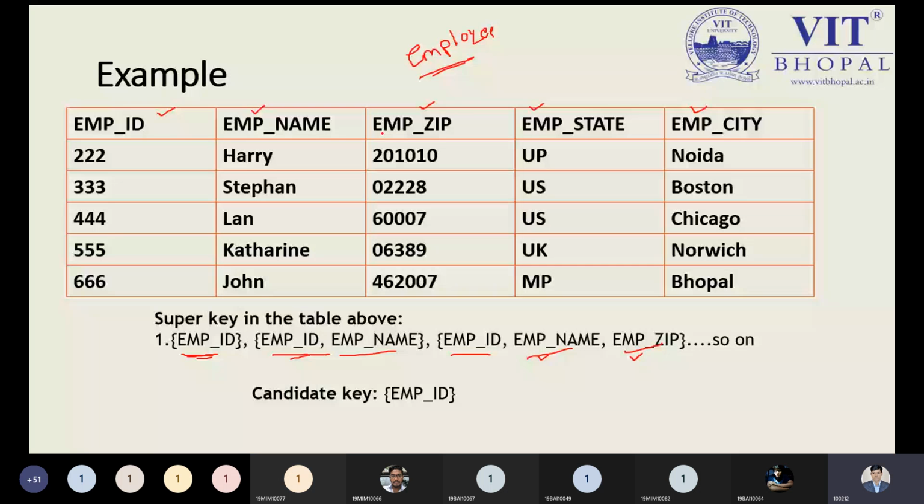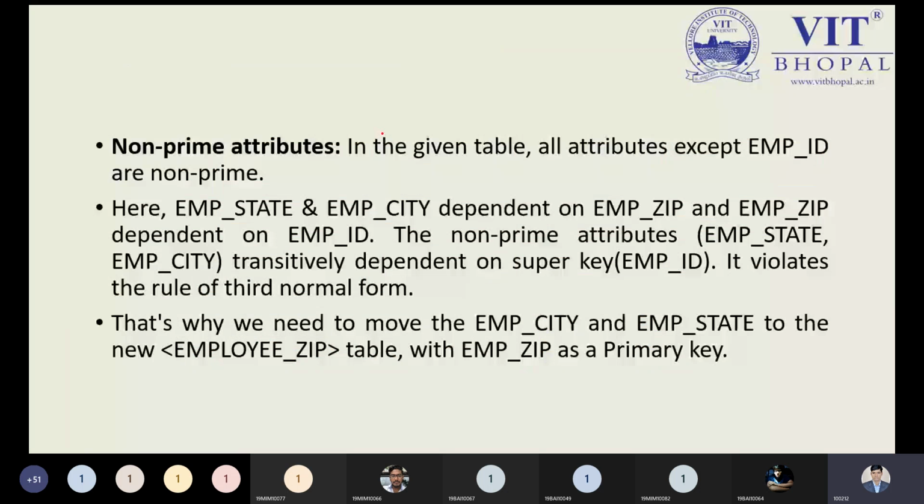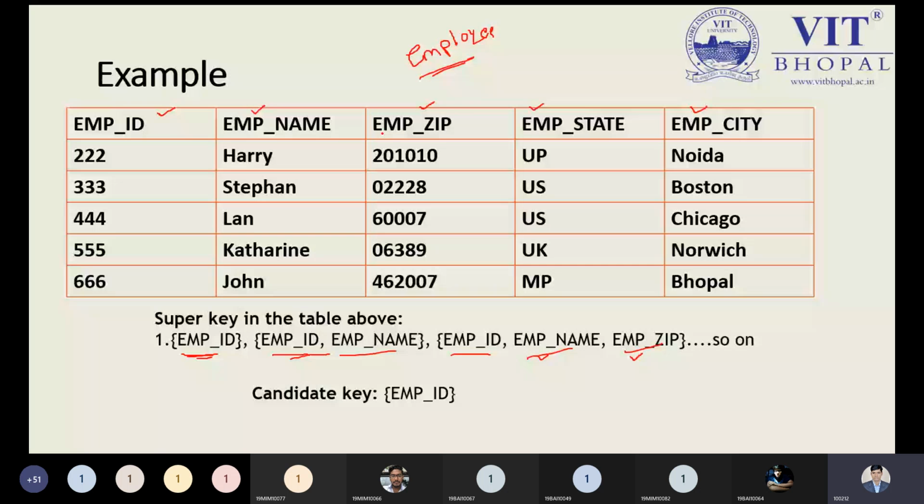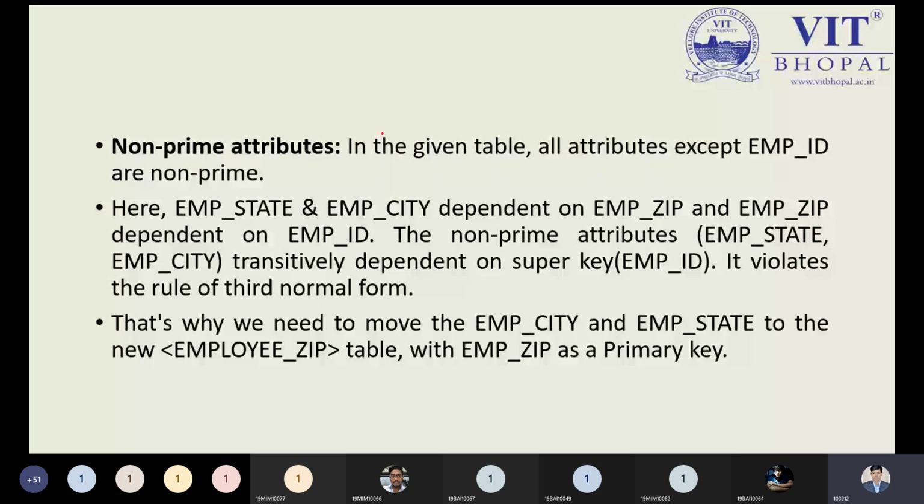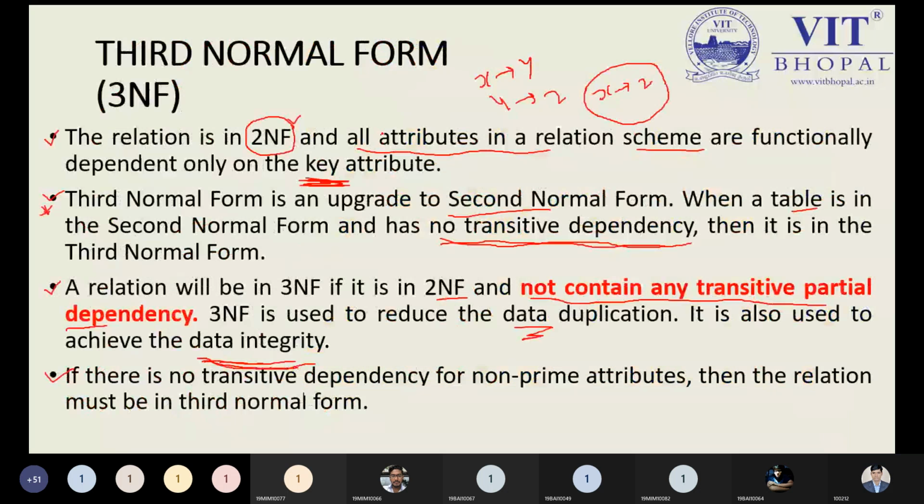Good. So I'm just moving to my next slide. Let us clear a few things from this relation, then you can understand. Remember these attributes: employee ID, employee name, employee zip, employee state, and employee city. Now, non-prime attributes. As our definition of the third normal form says, if there is no transitive dependency for a non-prime attribute, the relation must be in the third normal form. Just see the last statement.